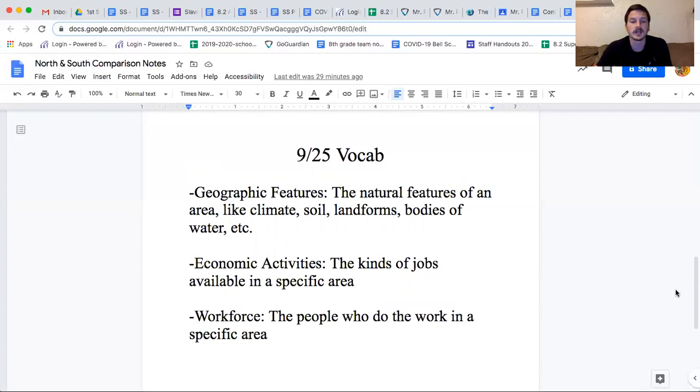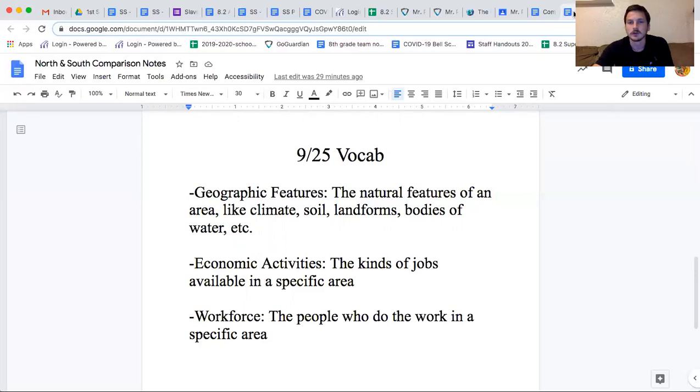Economic activities would be like the kinds of jobs that are available in that area, what kind of work people do there. And then last of all, the workforce is like, who does the work there? What are most of the people who live there and work there? And we mentioned in another lesson, labor force. That's the same idea. Labor force, workforce, same thing.